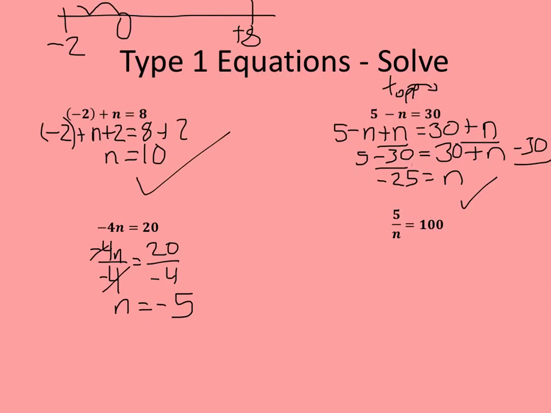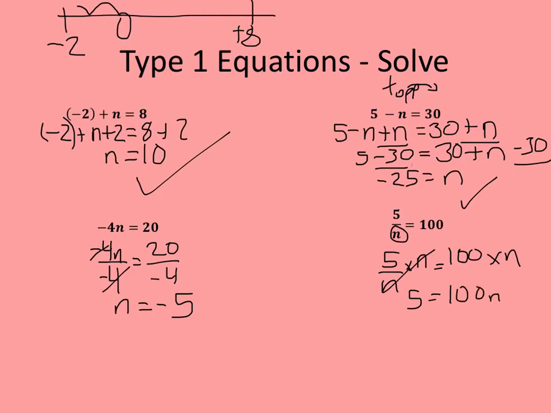5 over n equals 100. So 5 divided by n is 100. I don't like the n on the bottom, so I would like to move things around so that it's on top. 5 over n, I'm going to times it by n, and then times the other side by n. They cancel, so now I have 5 equals 100n.